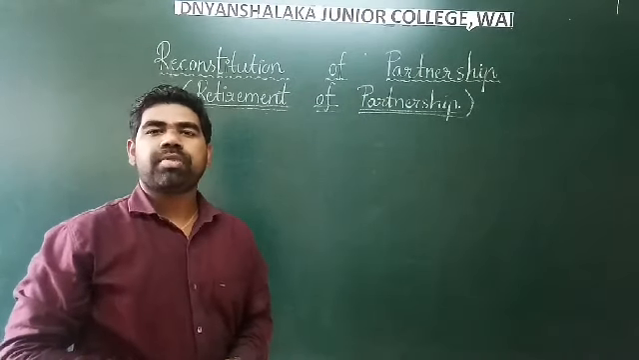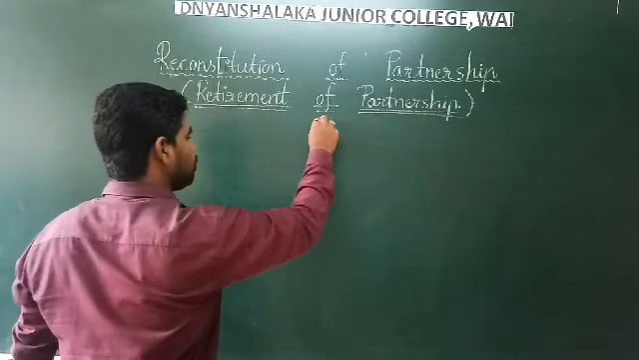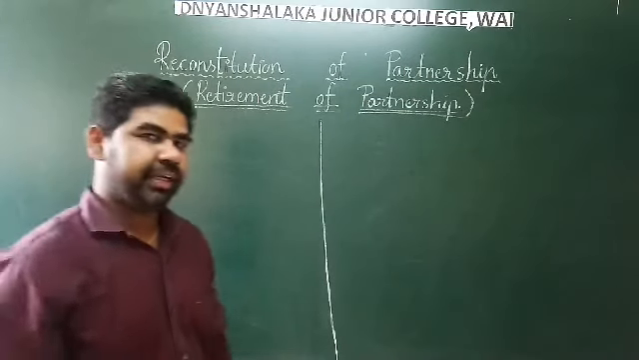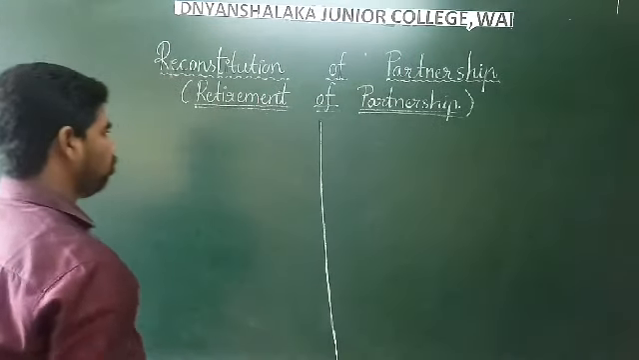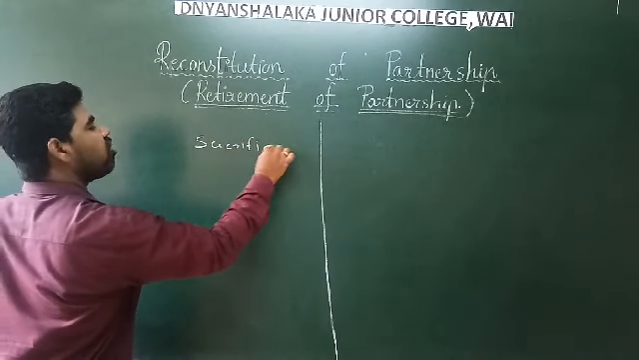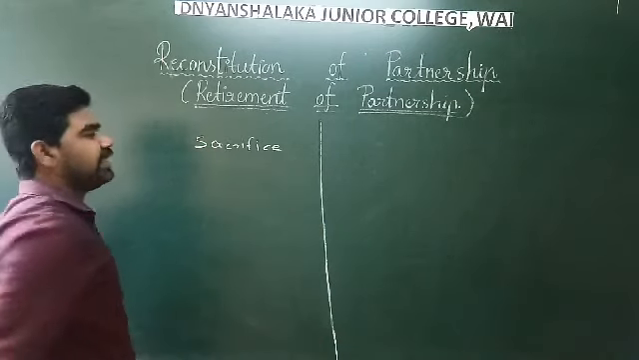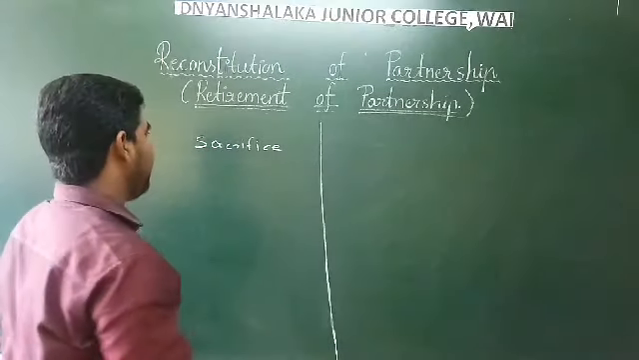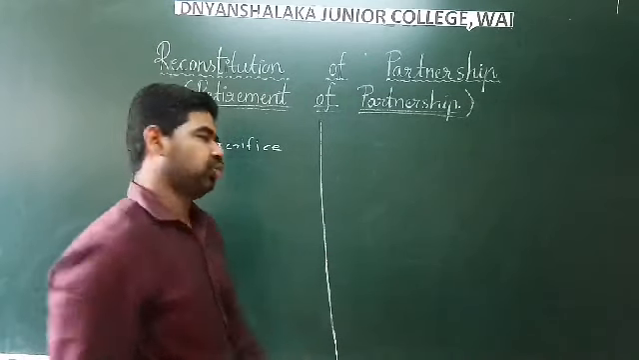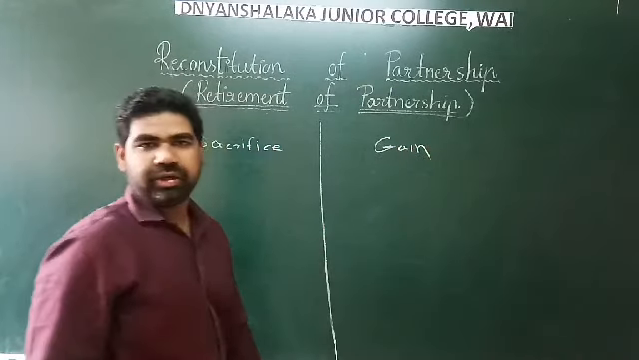Now we have to learn to calculate another ratio. Let us make a comparison of admission with retirement. In the topic of admission we calculated one ratio, and that is called the sacrifice ratio. Now in the topic of retirement also we have to calculate one ratio, but that ratio is known as the gain ratio. Understand?